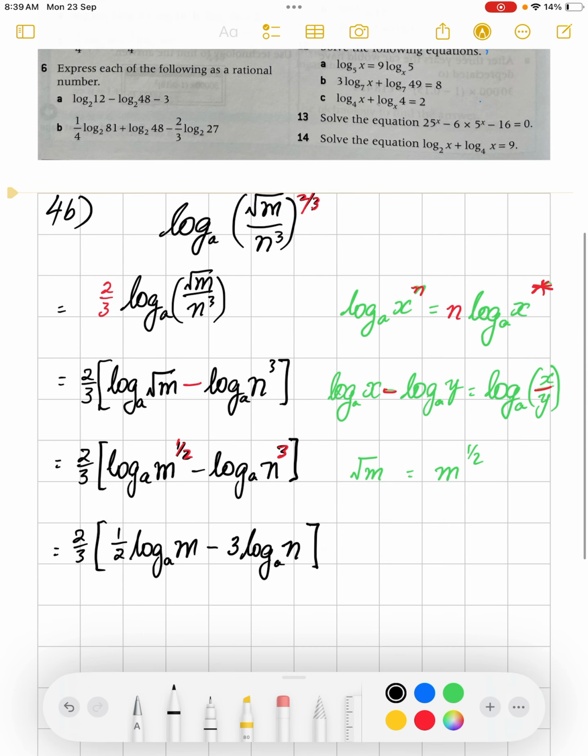And to finish, I'm going to expand here, because that's 2/3. I could say 2/3 times a half is 1/3, and then 2/3 times 3 is 2. And there we go. That will do. We've got it in terms of log of m to base a and log of n to base a.